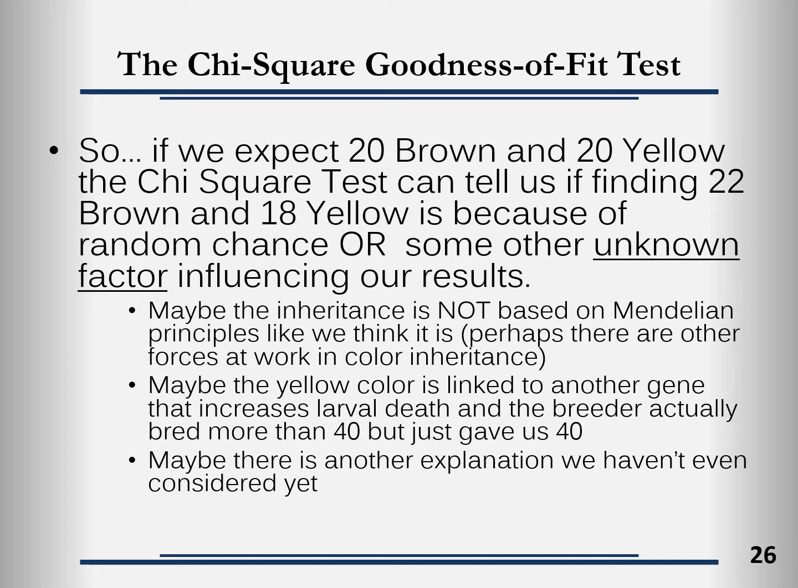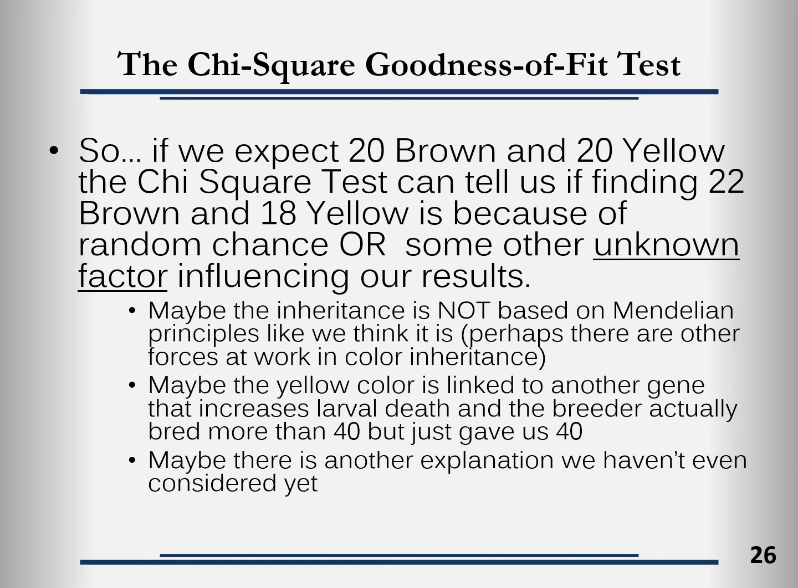So if we think about this, we expected to have 20 brown and 20 yellow offspring, but we didn't see that. Instead, we saw 22 brown and 18. Now, it could be just random. It could be random forces. It could be some unknown force. It could be that the previous scientist is wrong. So perhaps the inheritance is not based on Mendelian principles, and that there's some other biochemical, cellular, genetic force at work. It could be that the yellow color is linked to another gene that increases larval death.